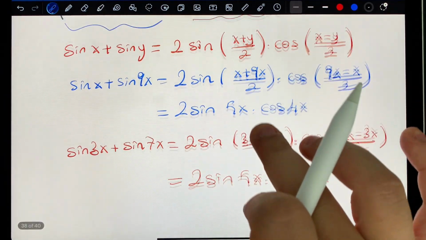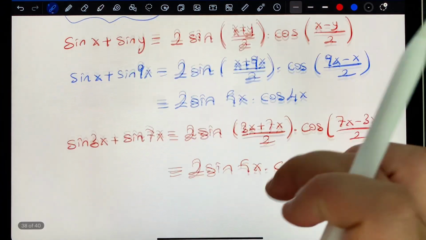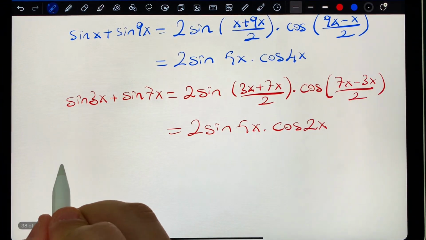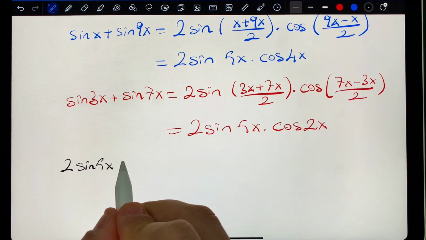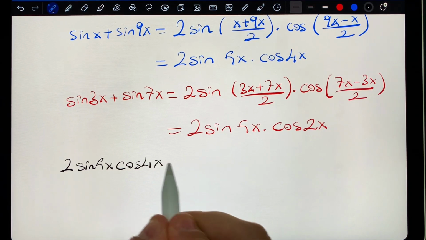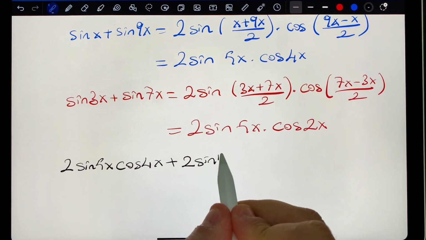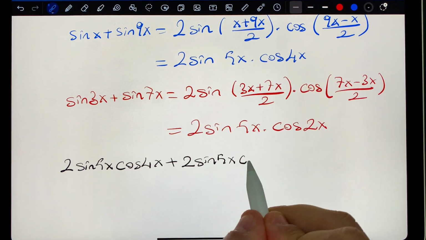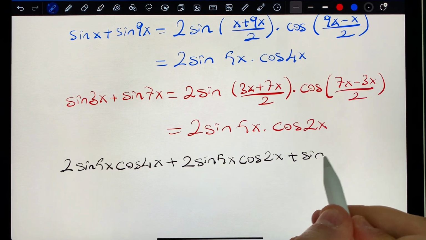Now in the equation given at the beginning, let's put them in place. 2 sine of 5x times cosine of 4x plus 2 sine of 5x cosine of 2x plus sine of 5x is equal to 0.